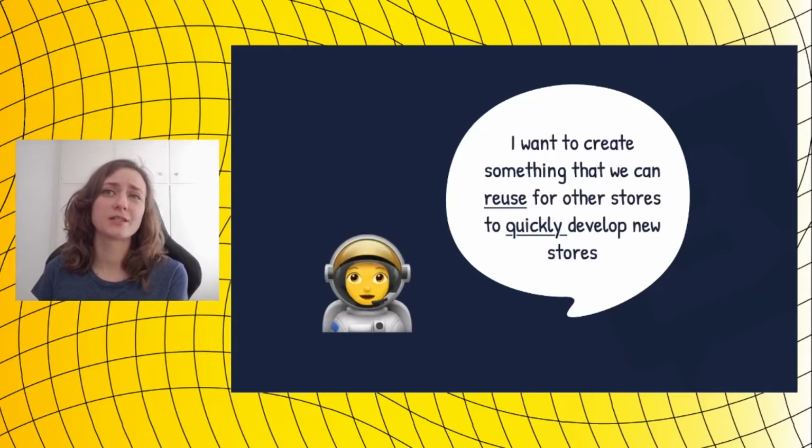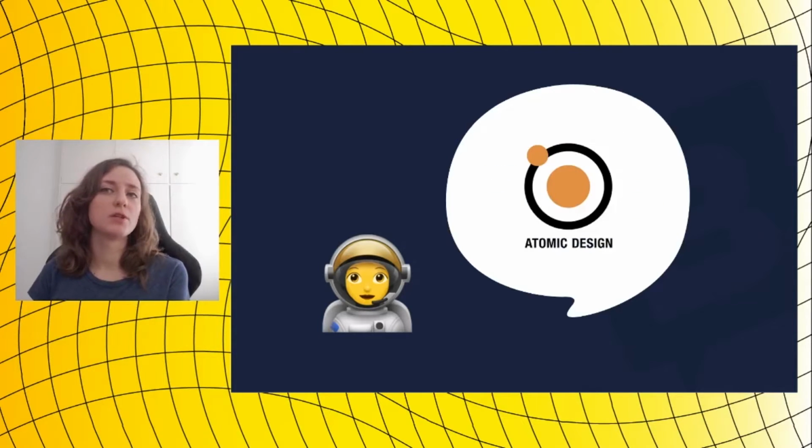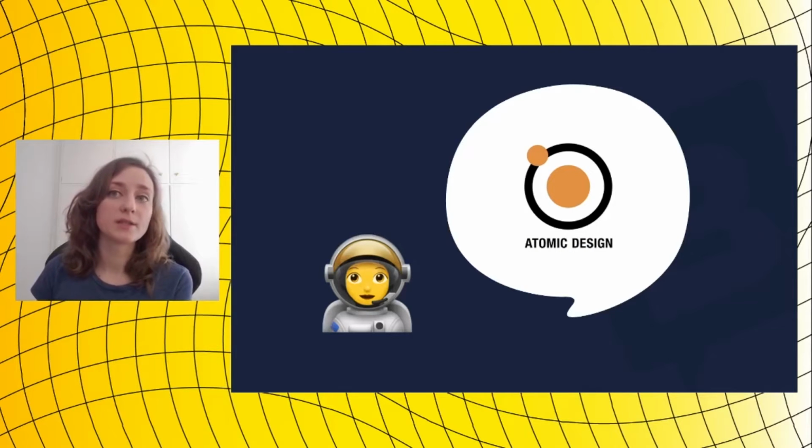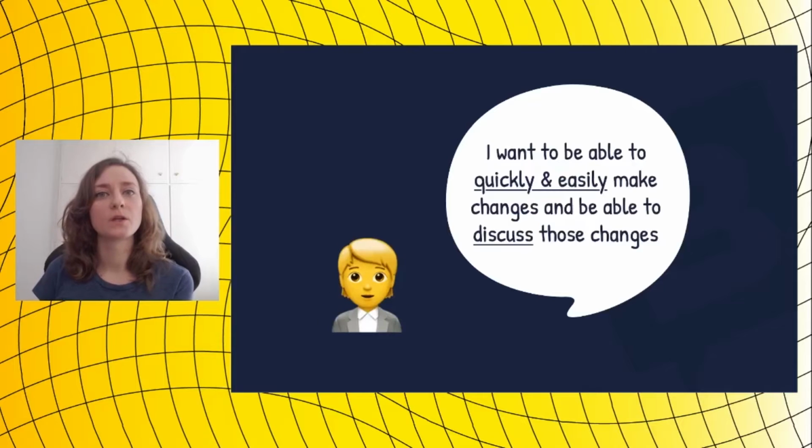Then we have the manager. Well, the manager says, I want to create something that we can reuse for other stores to quickly develop new stores. So he wants to take an approach that really focuses on atomic design and building upon components that can be reused. The editor says, well, I want to be able to quickly and easily make changes and be able to discuss those changes. So the editor suggests to use Storyblok because it's really optimized for editors.